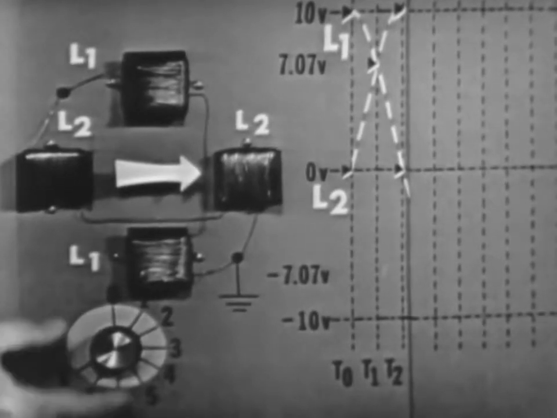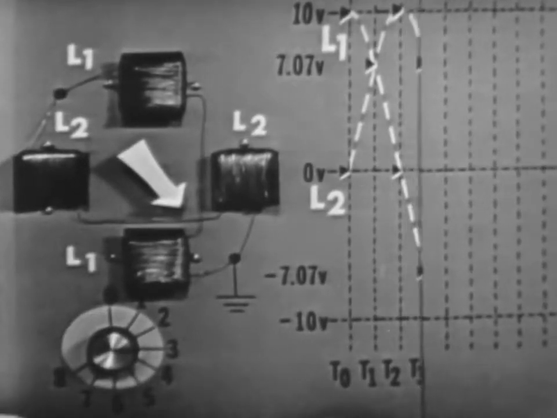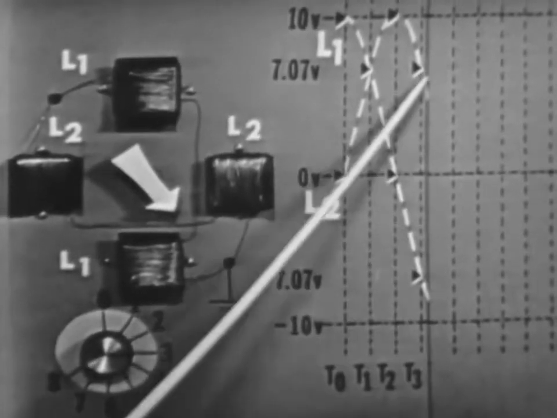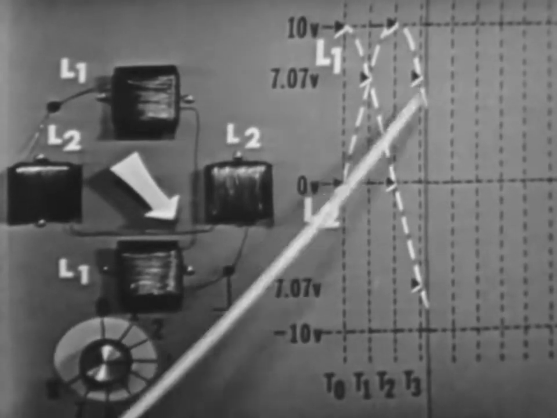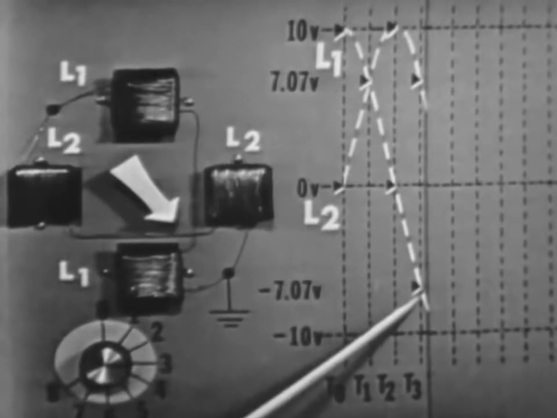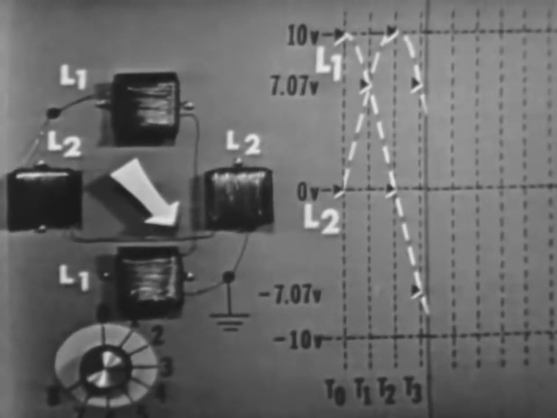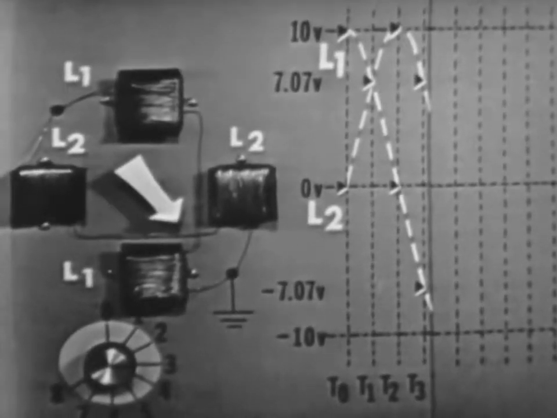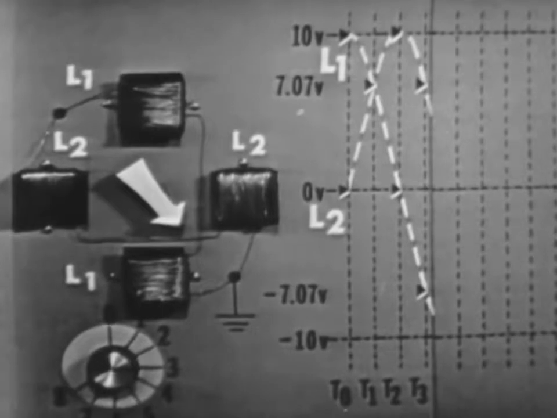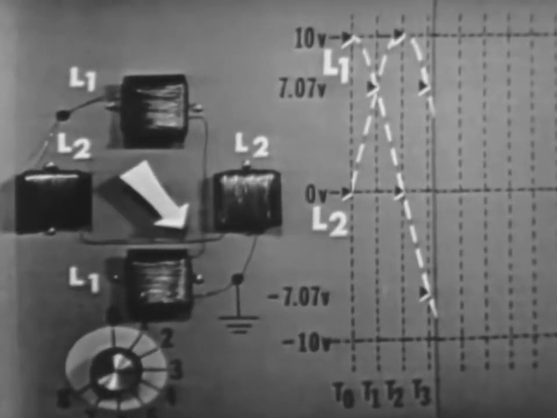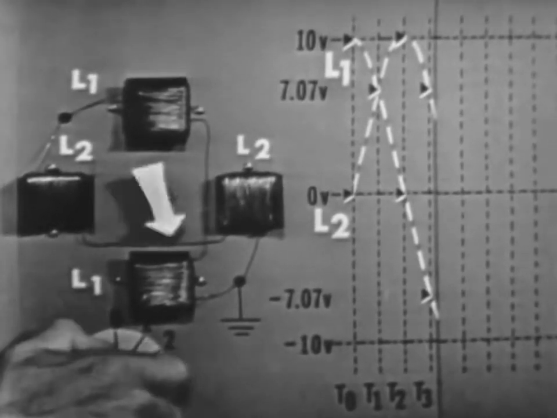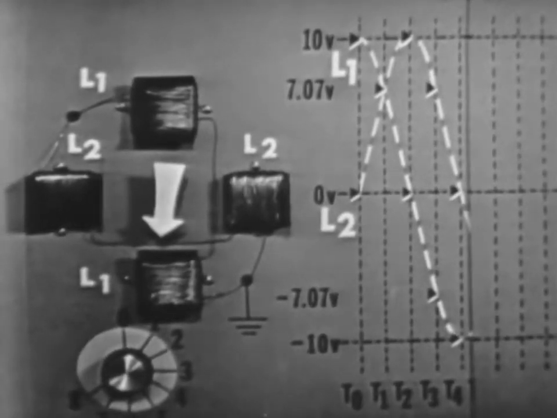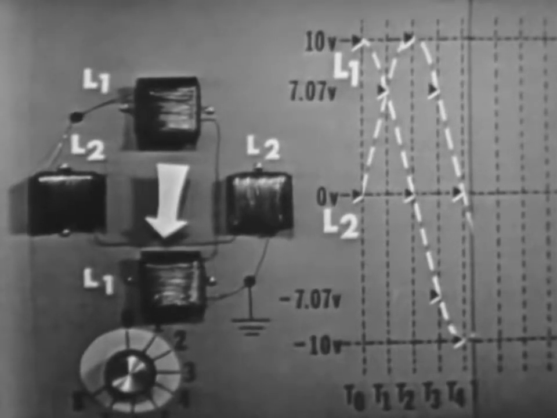At time 3, the pointer again indicates that both coils are energized. The graph shows L2 at positive 7.07 volts and L1 now at negative 7.07 volts. Now notice that the polarity on L1 has been reversed. This was done to reverse the direction of the magnetic field produced by L1. It's now down instead of up. Now I think time 4 will prove this, Bob. Sure will. Now only L1 has voltage applied, and of course it's negative 10 volts.